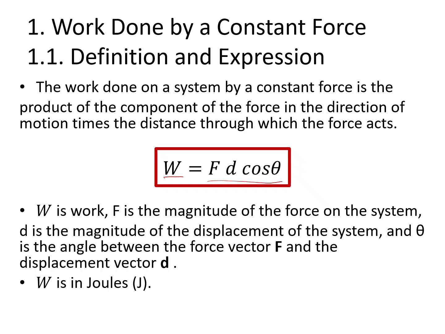The unit of work is the joule, abbreviated as capital J. 1 joule is equal to 1 Newton meter. So if a 1 Newton force moves an object 1 meter in the direction of that force, the work done is 1 joule. Notice that work is a scalar quantity. It can be positive, negative, or zero, but it does not have a direction like a vector. The sign tells us whether the force tends to add energy to the motion, remove energy from the motion, or neither.